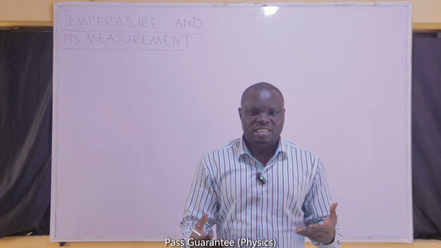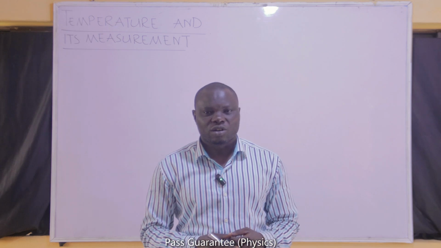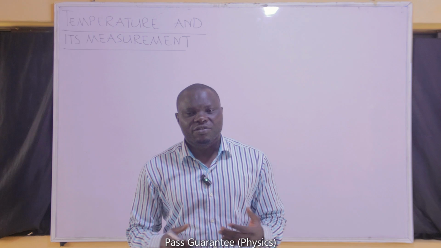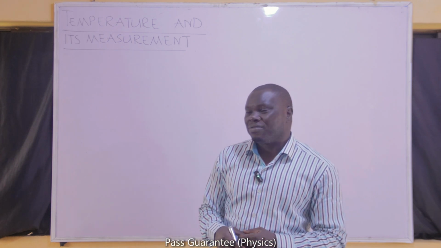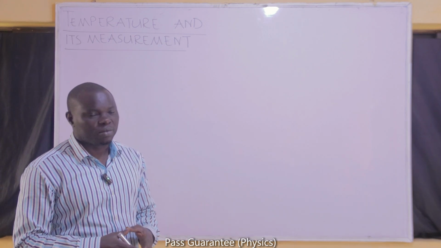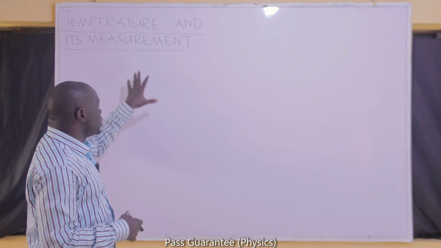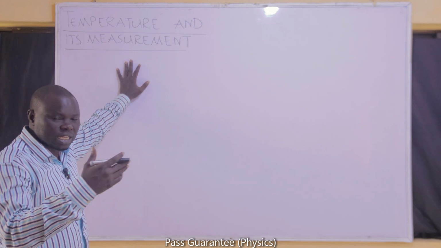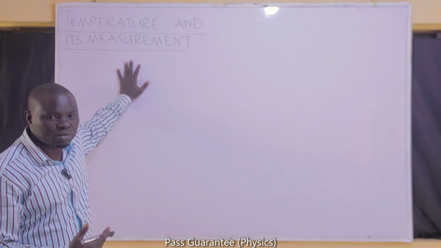So a difference in temperature creates the condition for the flow of heat from one object to another. Definitely, therefore, when objects have the same temperature, there is no flow of heat between them. So temperature is a degree of hotness or coldness of an object. It helps us to understand how cold or hot an object is.